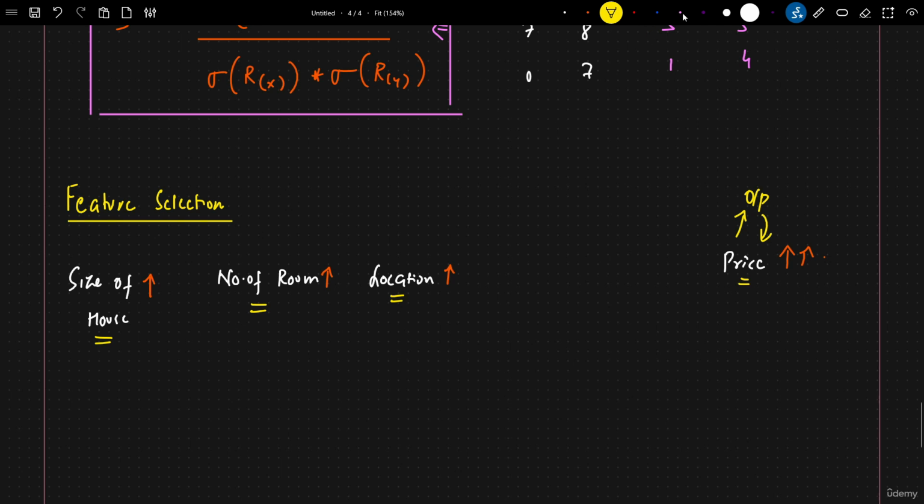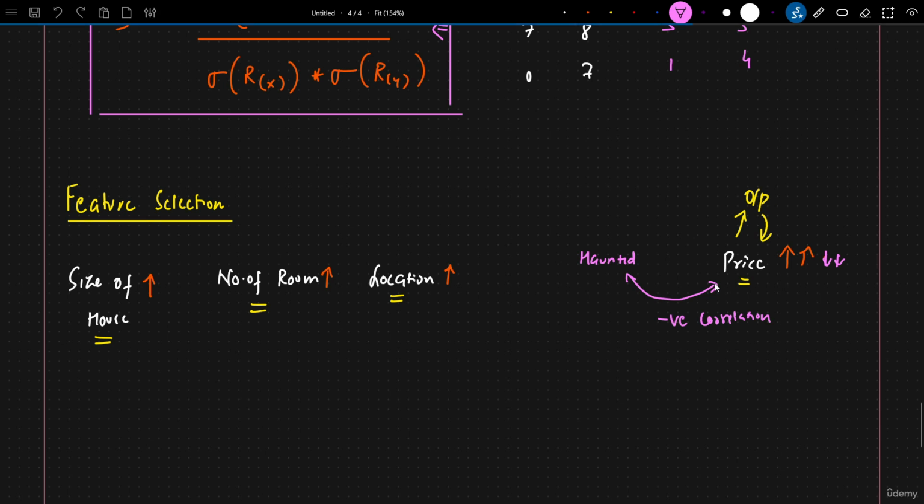Now let's say I go ahead and add another feature: whether the house is haunted or not. If the house is haunted, what will happen? The price is going to decrease, right? So here you can see that there is a negative correlation, right? If the house is haunted, definitely the price is going to decrease because everybody will say in the market, hey, there is some ghost in that particular house. So it is better that you don't buy it, right? Because of that, there will be a negative correlation, so the price will decrease.